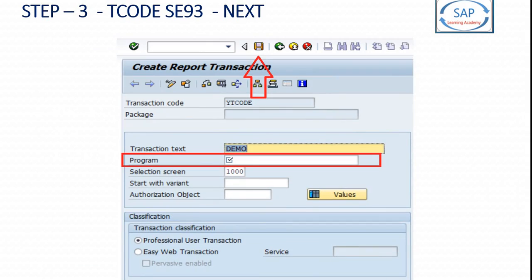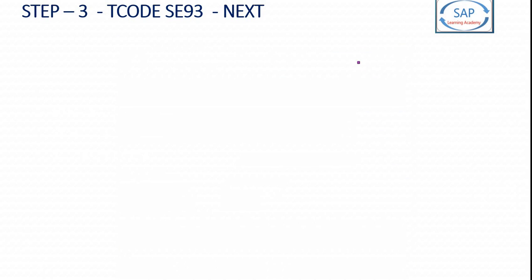In the next screen, you will get a screen like this, and here you have to provide your program name, the program you have created, and then click on save up here. Once you save it, your T-code is successfully created in the system, and you can use this T-code for your own purposes.